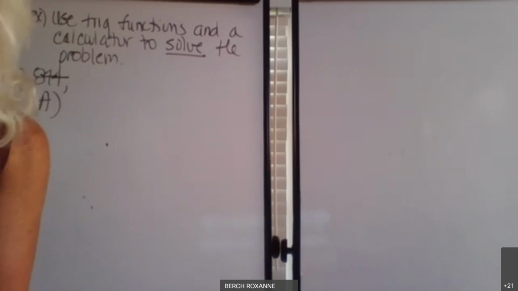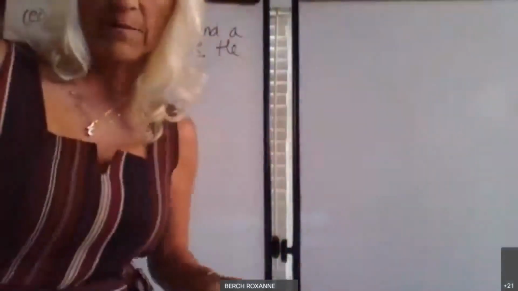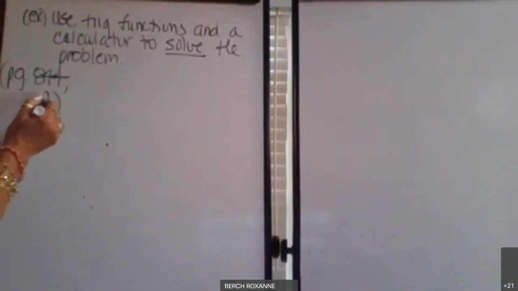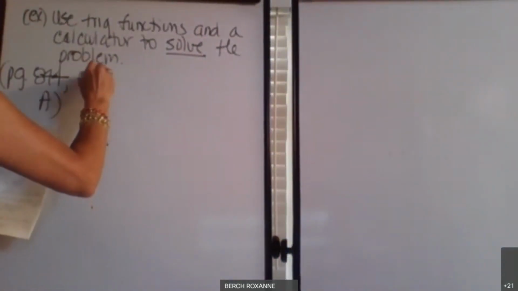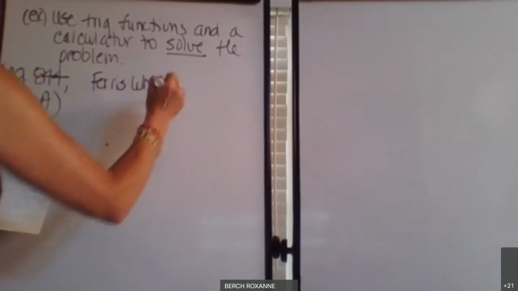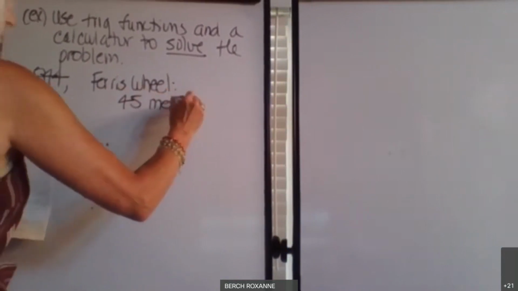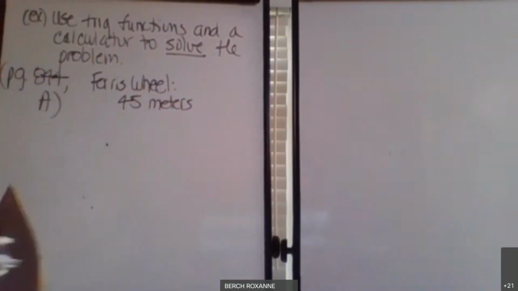So the first thing I'm going to do, having not really remembered what I read, I'm going to write down some information here. So the Ferris wheel, they said, is 45 meters. That's the diameter, right?